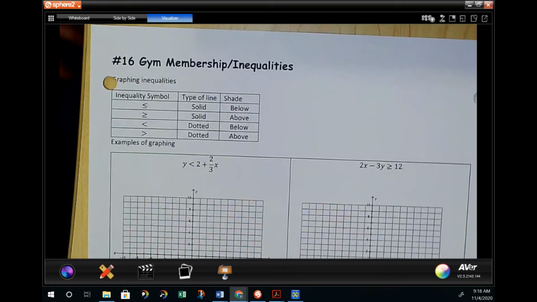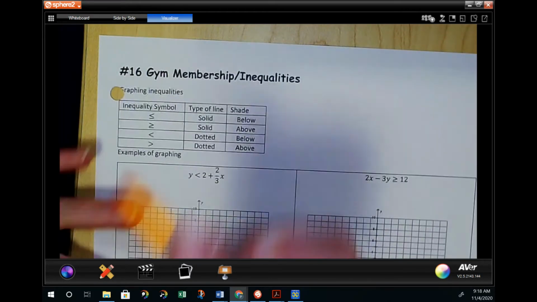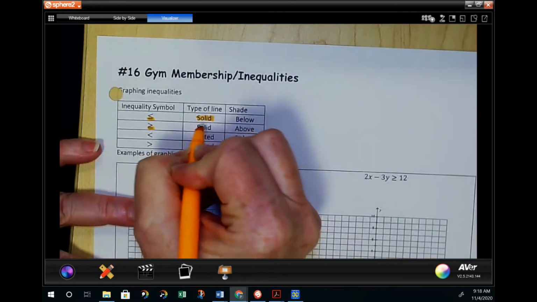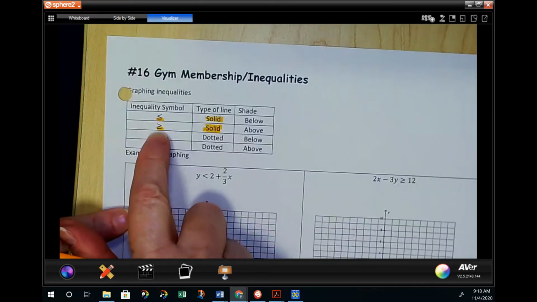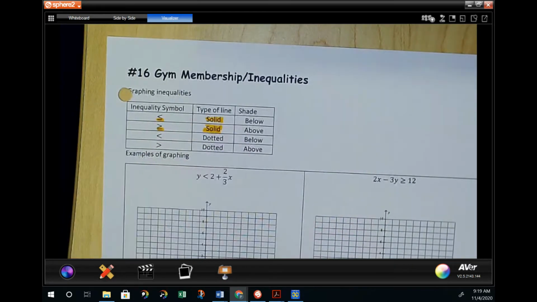Okay, so we're going to review how to do inequalities. If there's a line under the inequality, then you know that it's going to be a solid line. If there's no line, then you know that it's going to be a nice dotted line.